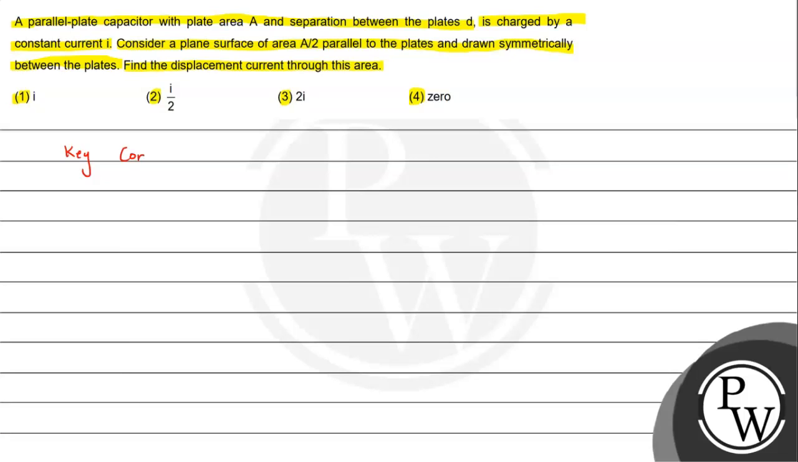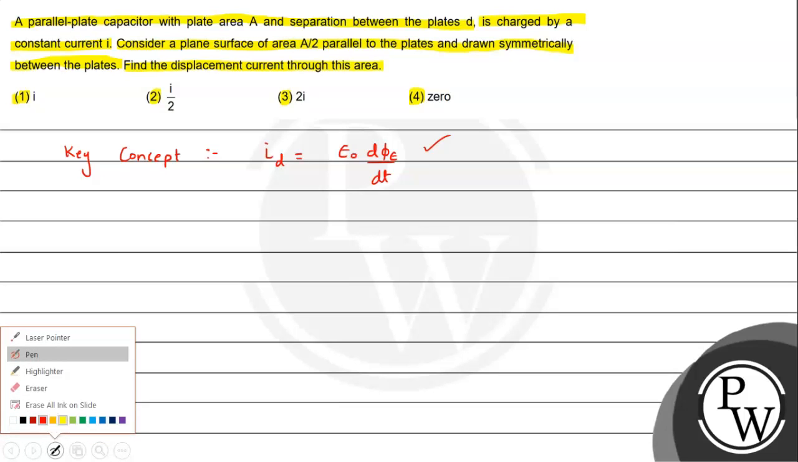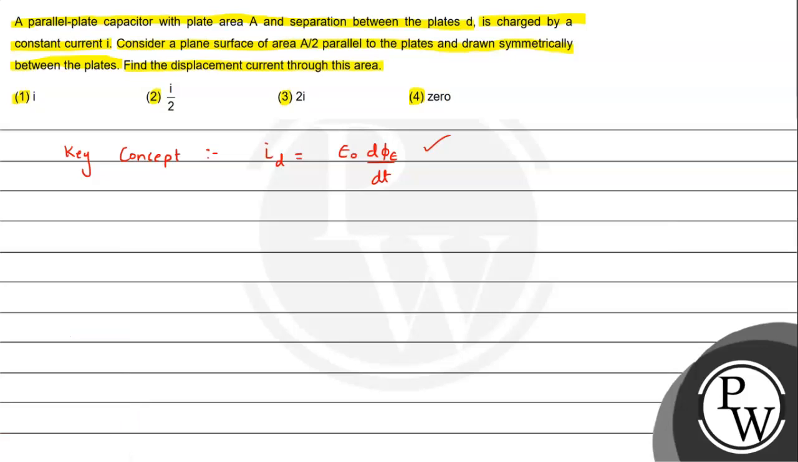The concept of displacement current was given by Maxwell, that is displacement current id is equal to epsilon 0 d phi e by dt, that is the change in electric flux times the permittivity of free space. So this is the expression given by Maxwell for displacement current. Using this expression, we will try to find the final answer.